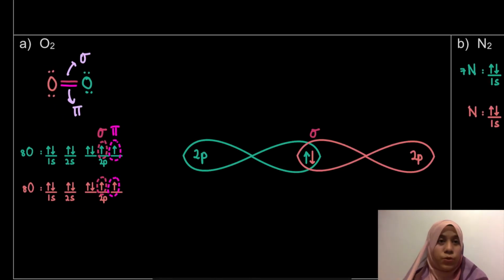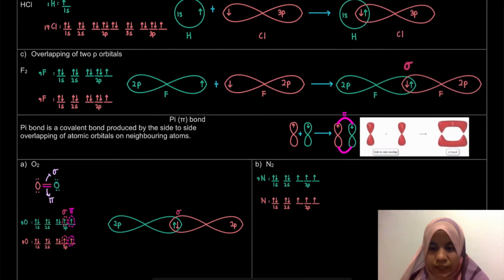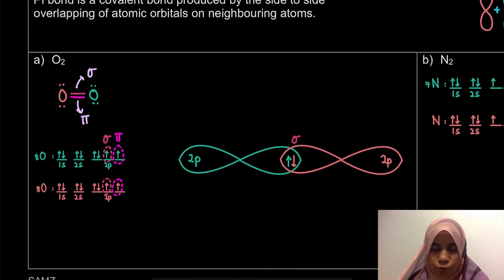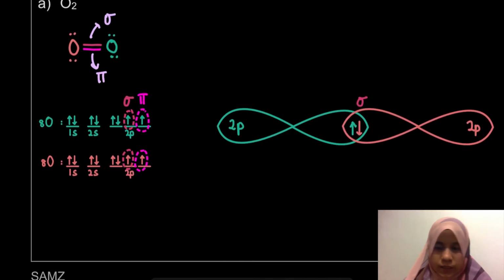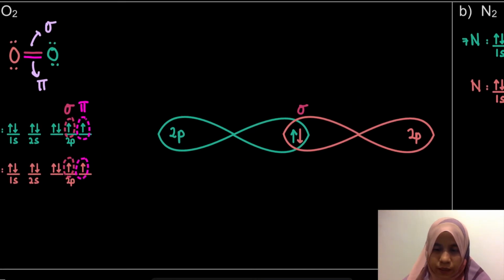Okay, so the first one, how to draw it? The first is our sigma bond, so we draw it as usual, like we draw between 2p orbitals. This is between oxygen and oxygen. Now the 2p is there for the sigma bond, where we are going to overlap it end to end. Okay, how do we do side to side?